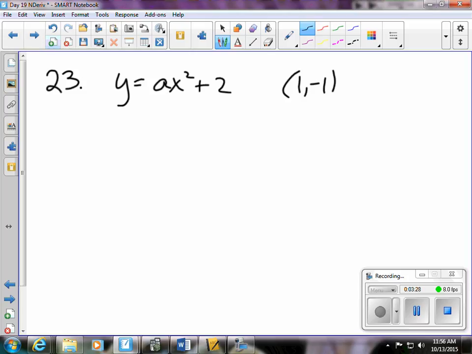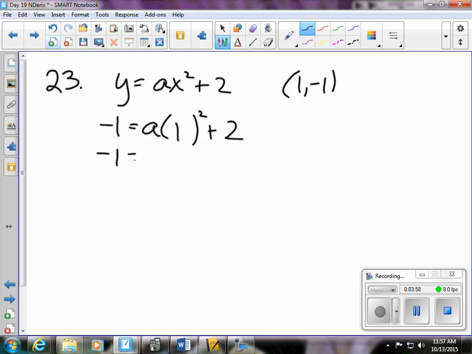Okay, so we have to write the equation of the normal line to this parabola at that point. And of course, the annoying thing here is that we don't even know what a is. But this point is on the parabola. So can we figure out what a is? What are we going to put in for y? -1. And for x, we're going to put in 1. If that's a point on this parabola, when you plug in the x and y coordinates of the point, the two sides have to be equal.